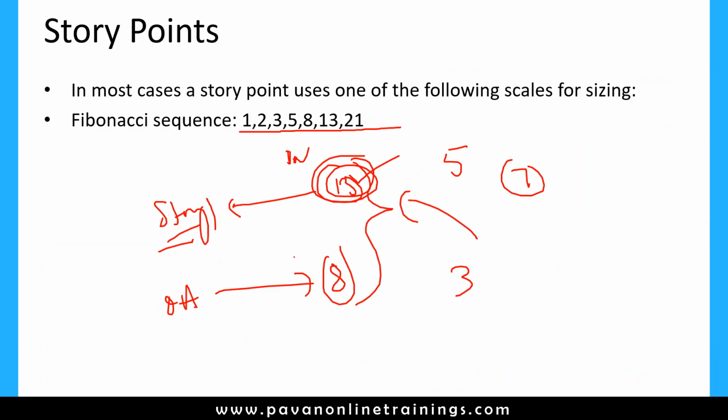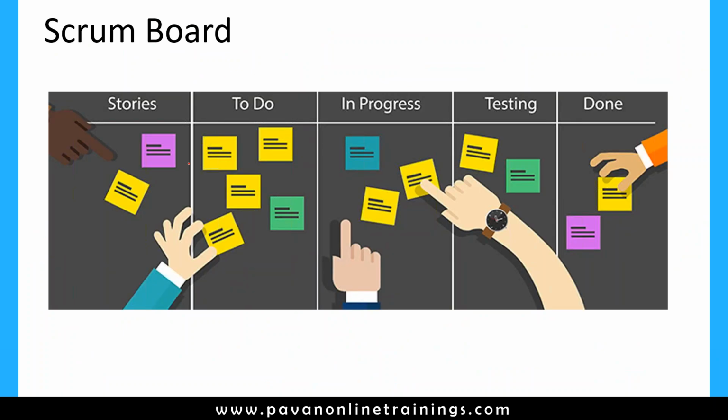Now the main important thing is story points estimation, which we talked about, and this is called a scrum board. Suppose we have one story, and one story has multiple tasks. Let's say task 1, task 2, task 3 and task 4. Let's say these are story 1, story 2, story 3 and story 4. So this is called a scrum board. Normally the scrum master will monitor this.